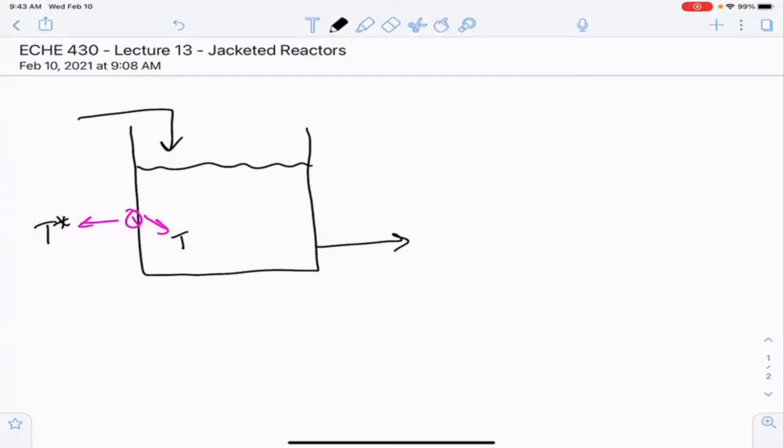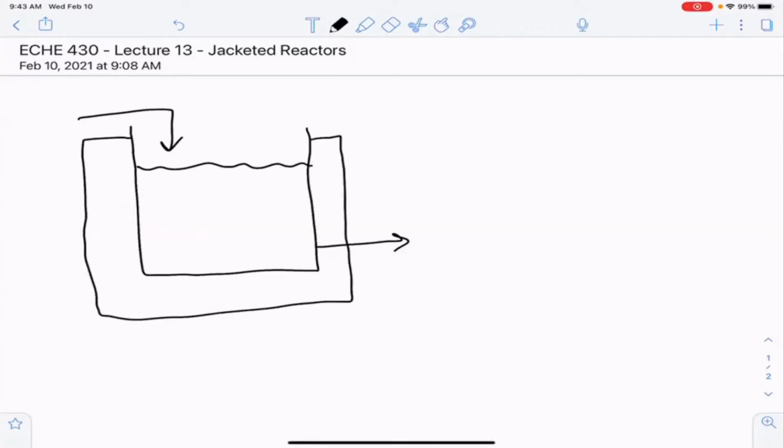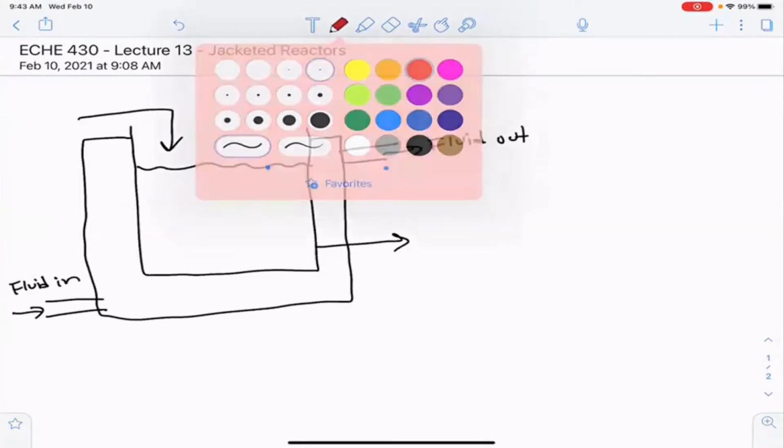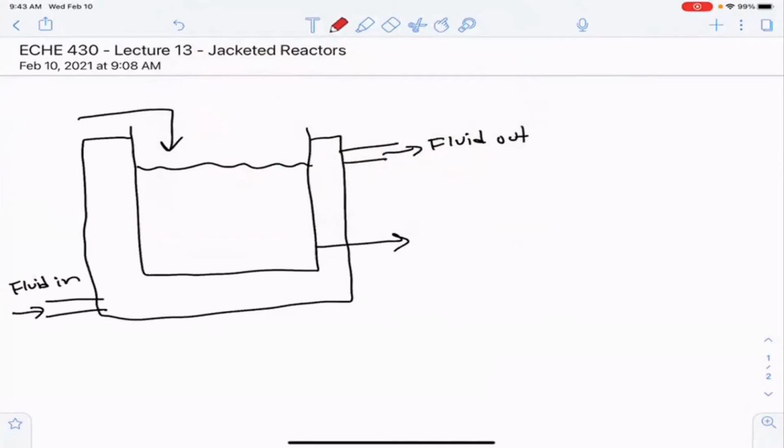One way is to have passive heat transfer between the ambient, like I show in this image here. Or instead, we can design a reactor where we flow a secondary fluid through a jacket. So you can have a fluid outlet and a fluid inlet, and that act of flowing is going to either add heat or remove heat from the system, because now the heat transfer occurs between the reactor and the jacket.